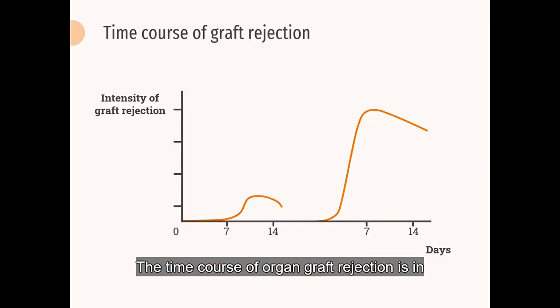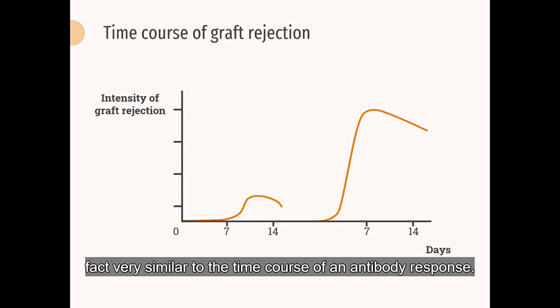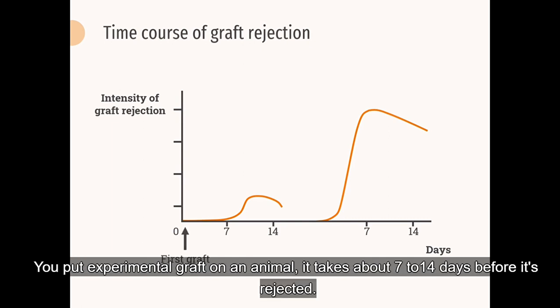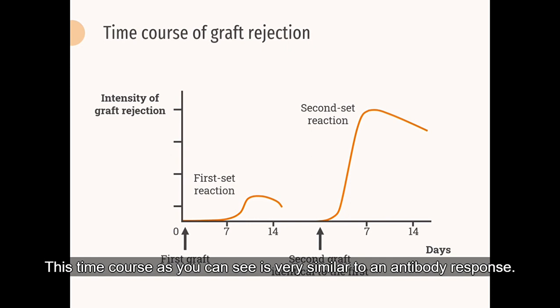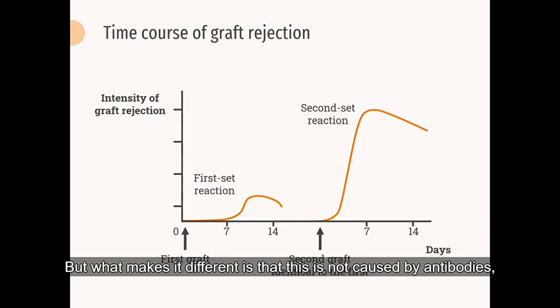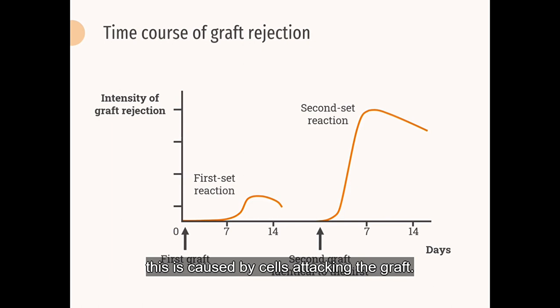The time course of organ graft rejection is, in fact, very similar to the time course of an antibody response. You put an experimental graft on an animal, it takes about 7 to 14 days before it's rejected. If, on the other hand, you put on a second graft from the same donor, it is dramatically rejected within hours or days. This time course, as you can see, is very similar to an antibody response. But what makes it different is that this is not caused by antibodies. This is caused by cells attacking the graft.